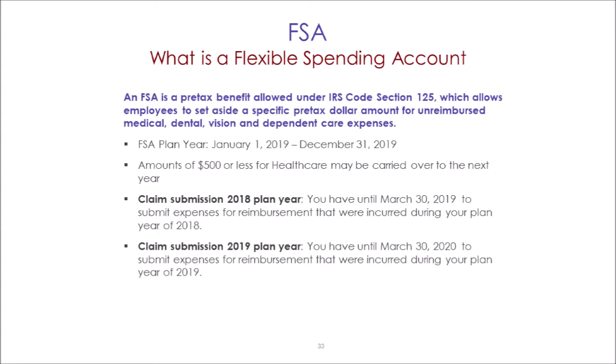Our plan does allow for you to carry forward up to $500 of unused healthcare dollars into the following plan year if you have a positive balance following December 31st. Unspent dependent care or any amounts above $500 for healthcare will be forfeited per IRS requirements. If you are a current participant in the FSA, this is a good reminder to check your balances and make sure you can spend it before the end of the year.